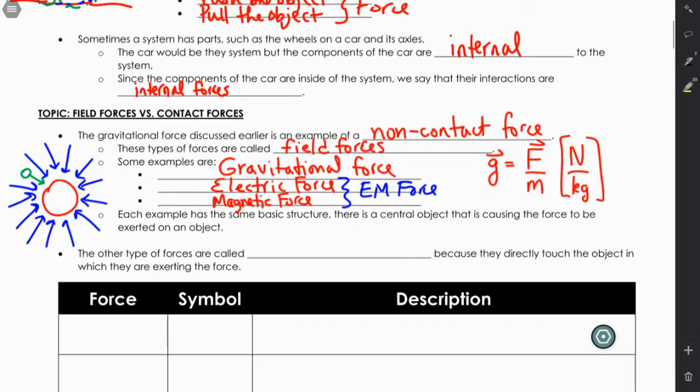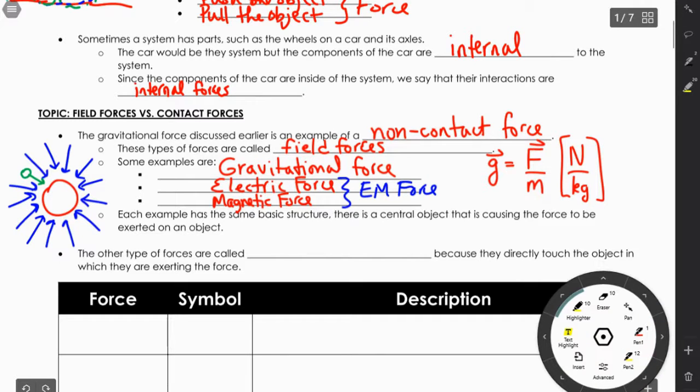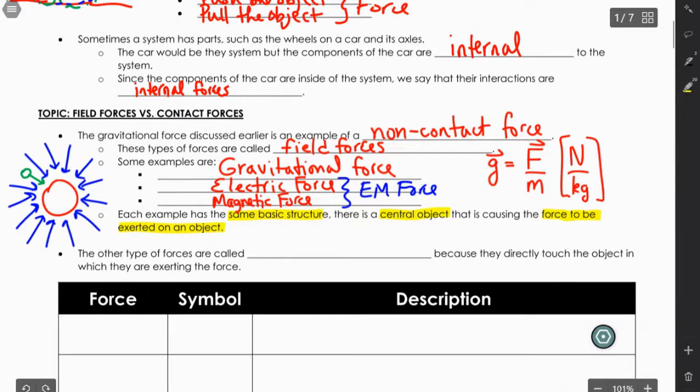thing from the other. But as you can see in the next bullet point, everything has the same basic structure: a central object causing a force to be exerted on an object. That's how these work. If we have an electric field, we have an electric field surrounding an electric charge, attracting or repelling objects. Same thing with the magnetic force. We have a magnetic field that sits around magnets that's either attracting or repulsing other objects. That's one type of force.